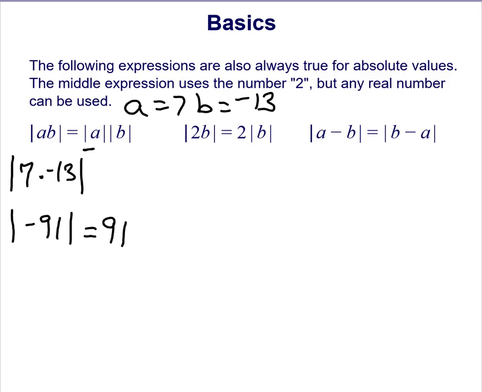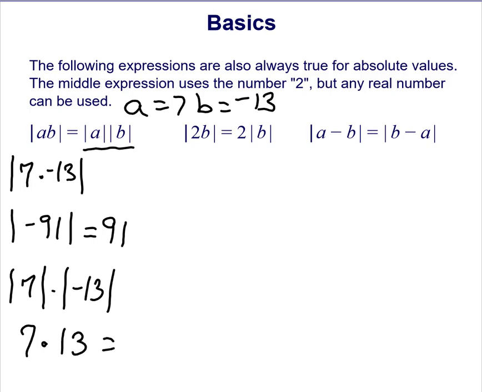Now let's check it out with this half here. I can take the absolute value of 7 times the absolute value of negative 13. Now the absolute value of 7 is 7. The absolute value of negative 13 is positive 13. 7 times 13 is 91, and we see in both cases we get a positive 91, so it checks out.